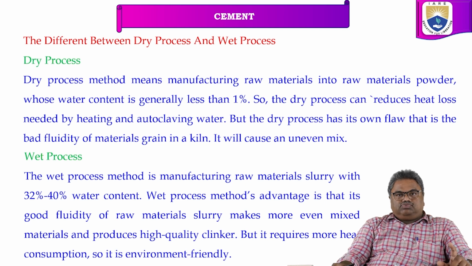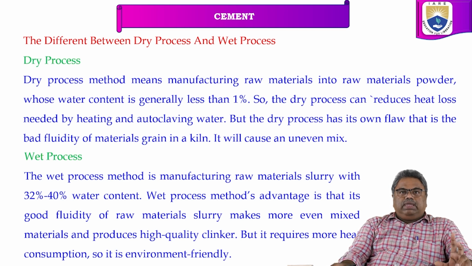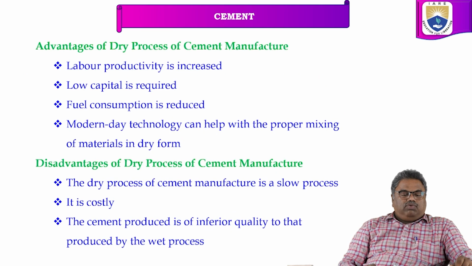In the dry process we don't get that high quality of clinker because we are not using water. But in the wet process we are using water content, so we will get high quality clinker, but it requires more heat consumption, so it is not environmentally friendly. So this is the main difference between the dry process and wet process.